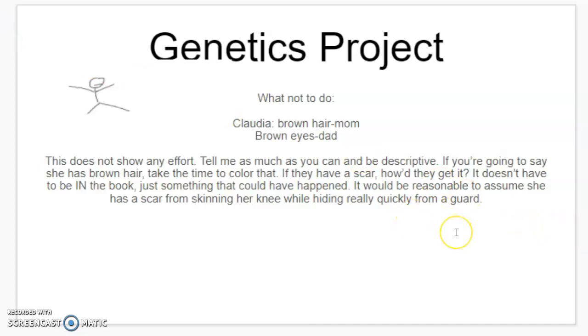Again, it's reasonable to assume she has a scar from skinning her knee from hiding from a guard really quickly under a bed or something, isn't it? Can you imagine that happening in that book? Sure, I can imagine that happening as well.